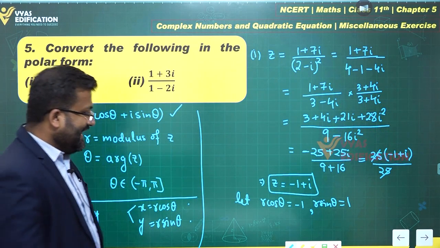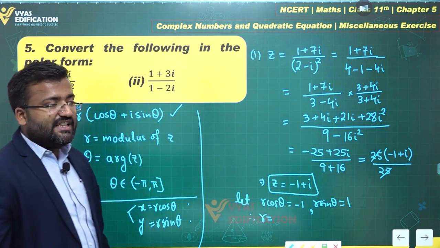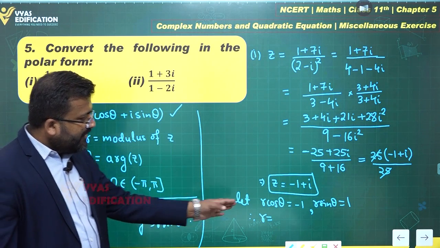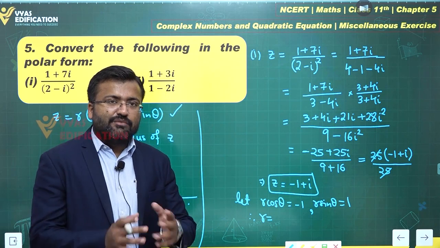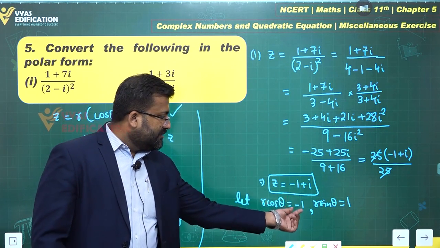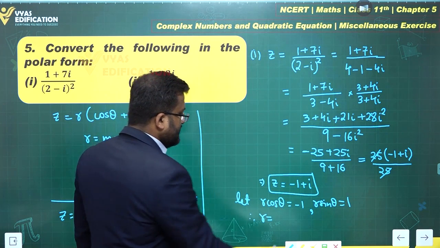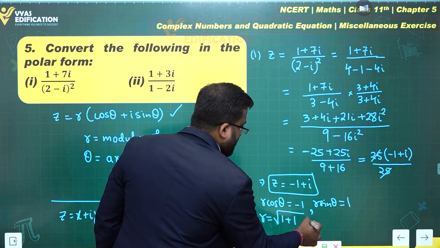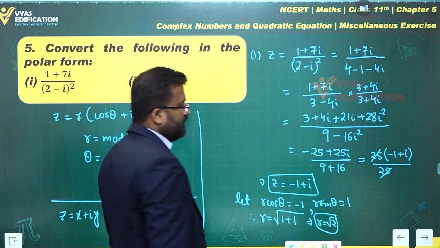On squaring and adding, r can be easily obtained. R square cos square theta, r square sin square theta. Add them together. What you get is r square, which is minus 1 square plus 1 square. This is under root of minus 1 square plus 1 square, which gives me r is equal to root 2. R comes out to be square root of 2.